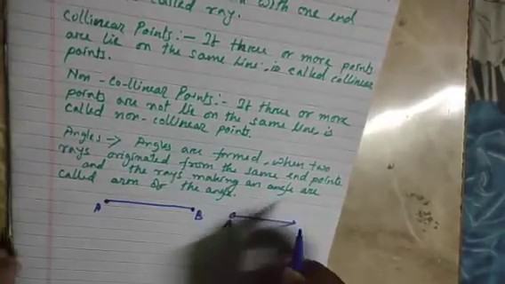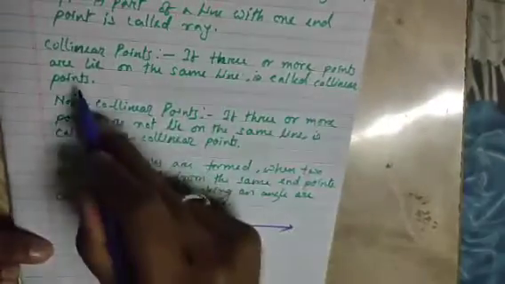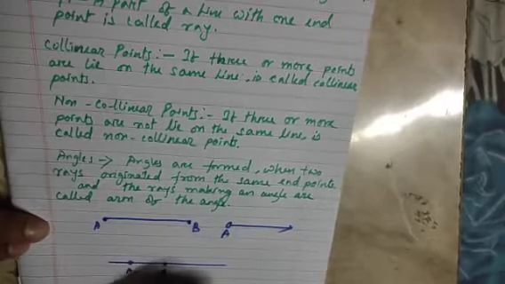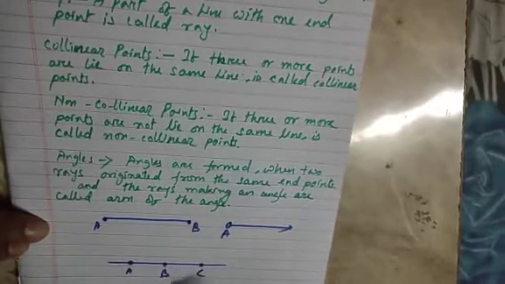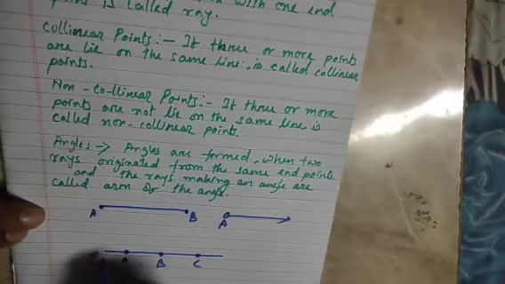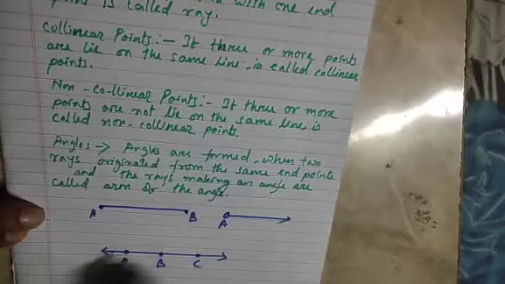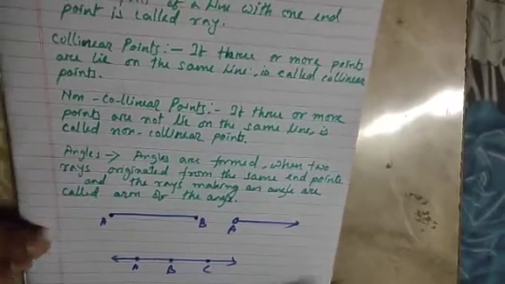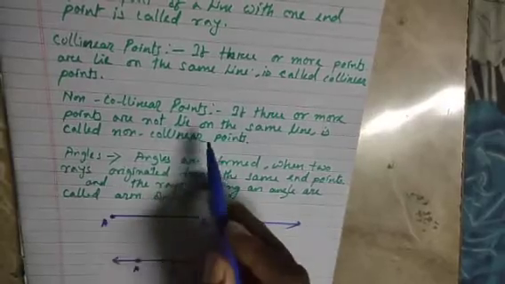Collinear points: if three or more points lie on the same line, they are called collinear points. Suppose there is a line like this, with one point A, one point B, and another point C. Since these three points lie on the same line, A, B, and C are said to be collinear.